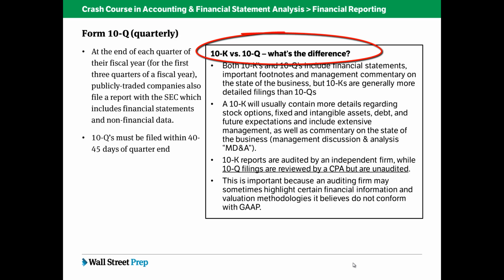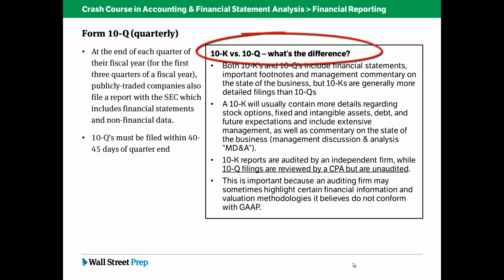But let's get into some of the more granular differences. Both 10Ks and 10Qs include financial statements and important footnotes, as well as management commentary on the state of the business, but 10Ks are more detailed. A 10K will usually contain more details about stock options, fixed and intangible assets, debt, future expectations about how the company is expected to perform, as well as extensive management guidance and commentary in a section called Management Discussion and Analysis.